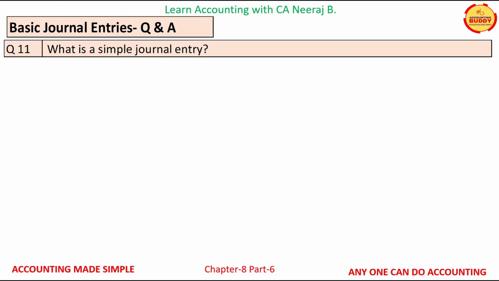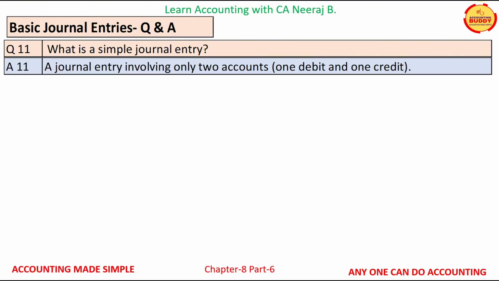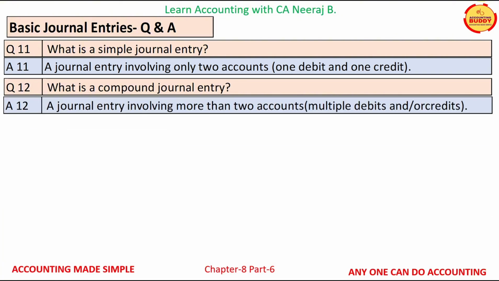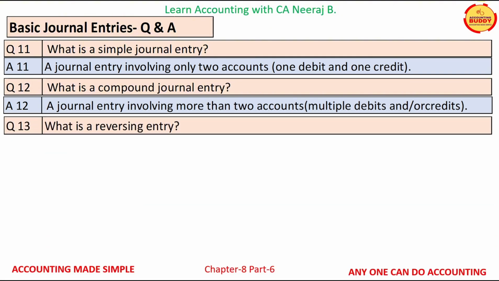Question number 11 is, what is a simple journal entry? The answer is, a journal entry involving only two accounts, one debit and one credit, is called a simple journal entry. Question number 12, what is a compound journal entry? The answer is, a journal entry involving more than two accounts, multiple debits or multiple credits, or a combination of both.